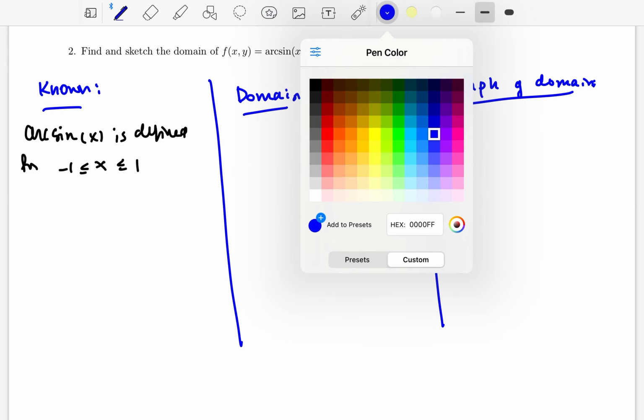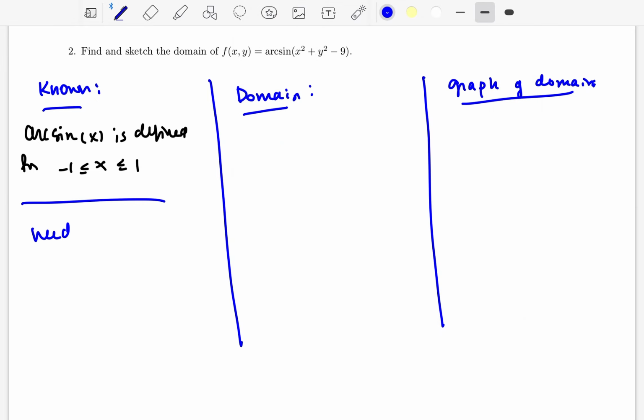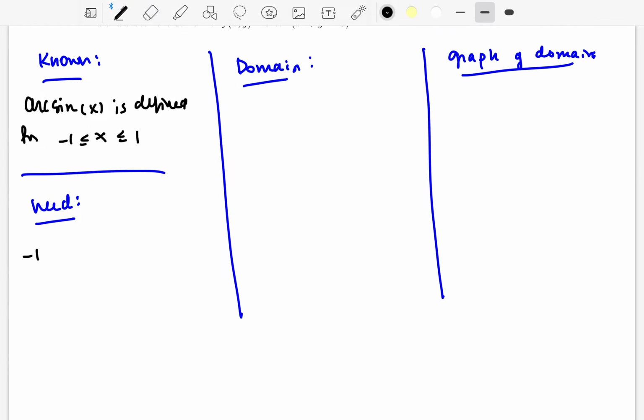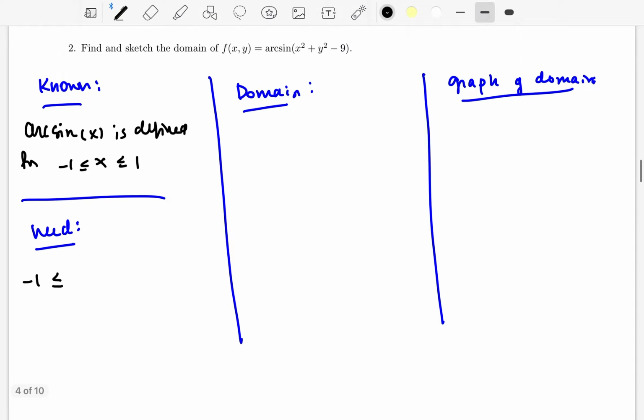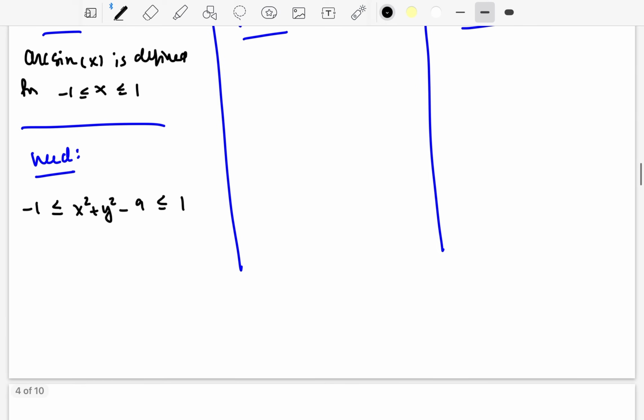Okay. Now, so what do we need? We need whatever is inside arcsine to be in between -1 and 1. In other words, we need -1 to be less than or equal to whatever is inside, so x squared plus y squared minus 9 less than or equal to 1. And then you can add that 9 everywhere, and you get 9 minus 1 less than or equal to x squared plus y squared less than or equal to 1 plus 9, which gives me that 8 is less than or equal to x squared plus y squared, which is less than or equal to 10, okay?